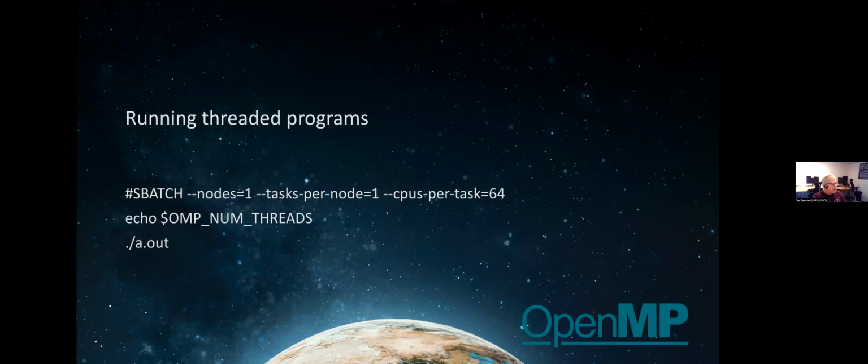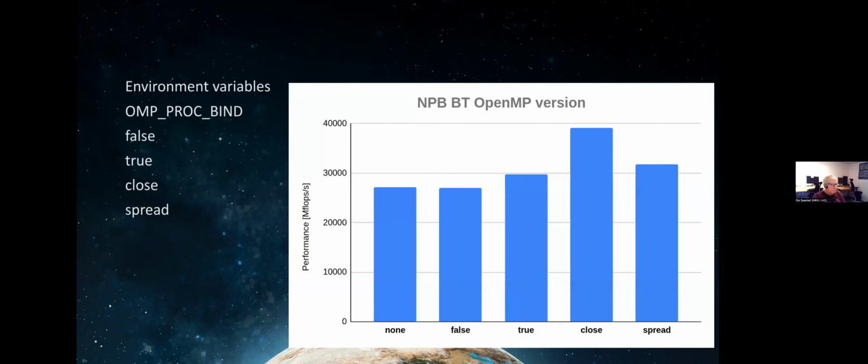And binding, running threaded programs, OpenMP, I think we already covered. You can review the slides if you like. There are some environment variables that you can set for OpenMP. This is for the NPB BT, which has some partial differential equations. One of those was much better than the others. But on another benchmark, that might be different.